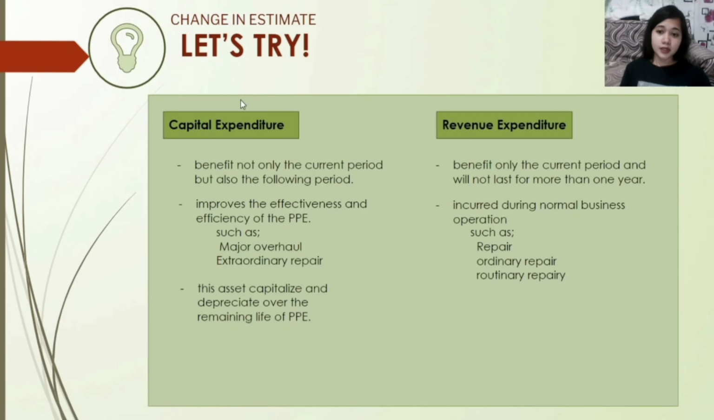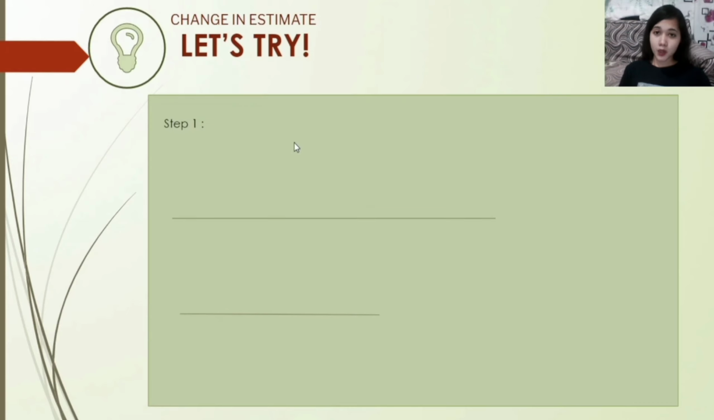So, for capital expenditure, the asset is capitalized and depreciated over the remaining life of the PPE. So, guys, we capitalize it. Here in revenue expenditure, it is not treated as an asset but as an expense. So, we expense it.